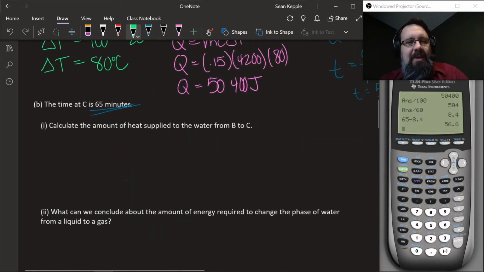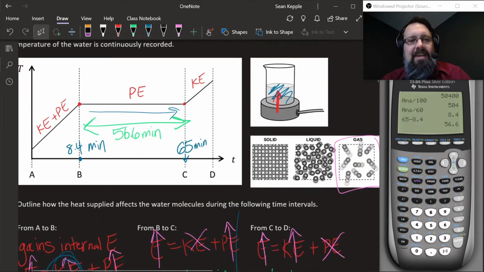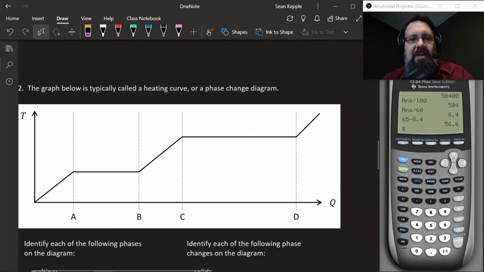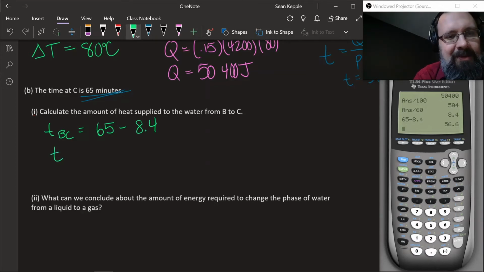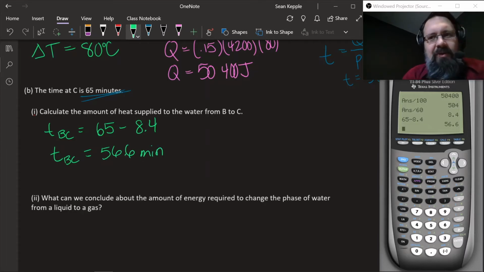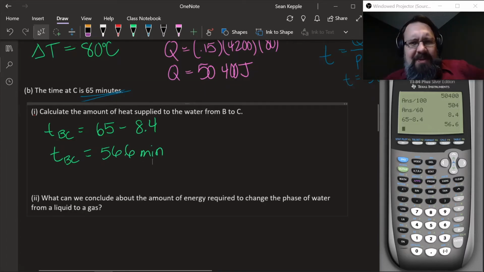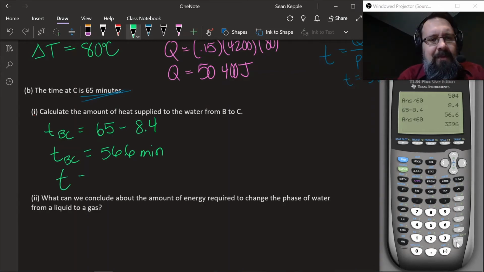The question says, calculate the amount of heat supplied to the water from B to C. What I just found out is 56.6 minutes from B to C. That's 65 minus 8.4, so the time from B to C was 56.6 minutes. We usually don't like minutes because power in watts is in seconds, so we're going to multiply that by 60 to get it back into seconds. So the time was 3,396 seconds.